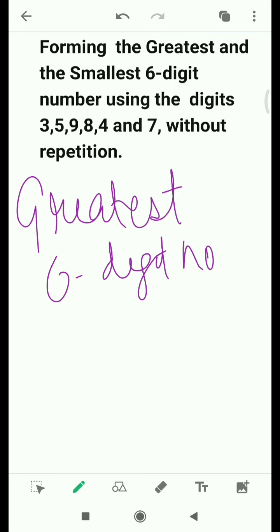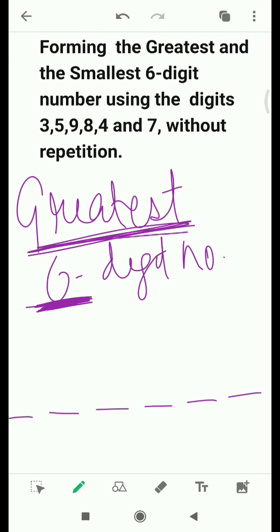While making the greatest six-digit number, before that, we need to mark the six place values 1, 2, 3, 4, 5, 6, because it's a six-digit number. After that, since this is the greatest six-digit number, you need to choose the greatest digit, which is 9 here. So fill this greatest digit in the maximum place value.